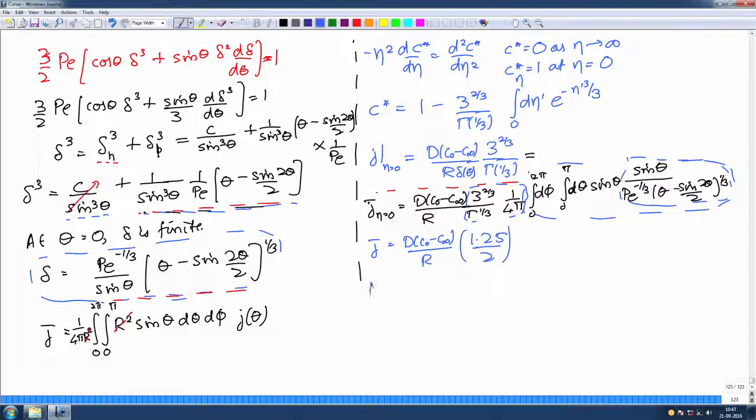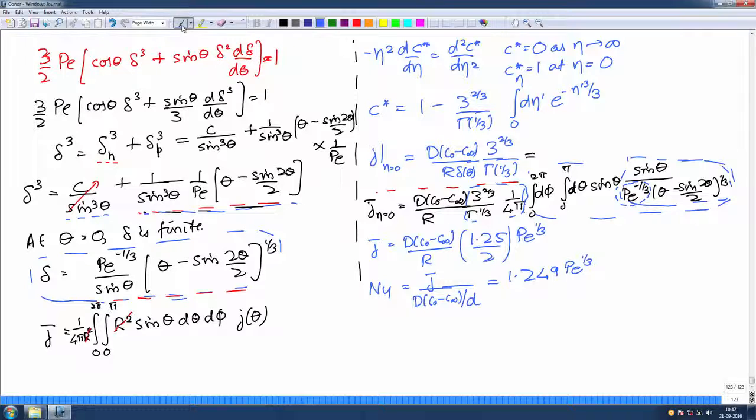And the Nusselt number is equal to J divided by D into C naught minus C infinity divided by the particle diameter. And I also have a factor of Peclet number to the 1/3 here. This comes out of the Peclet to the minus 1/3 in the denominator. And if I do all of that, I will just get this as 1.249 actually into Peclet number power 1/3.